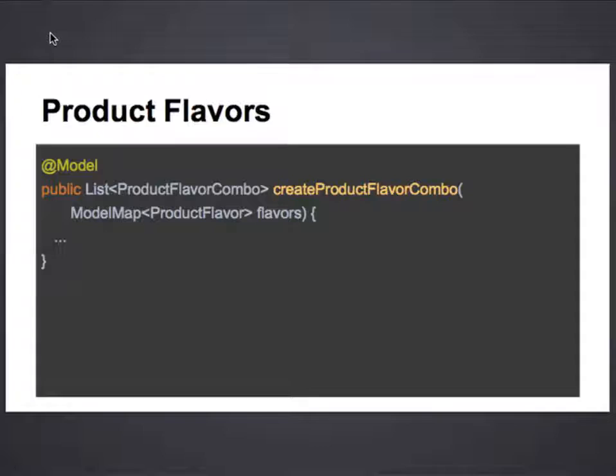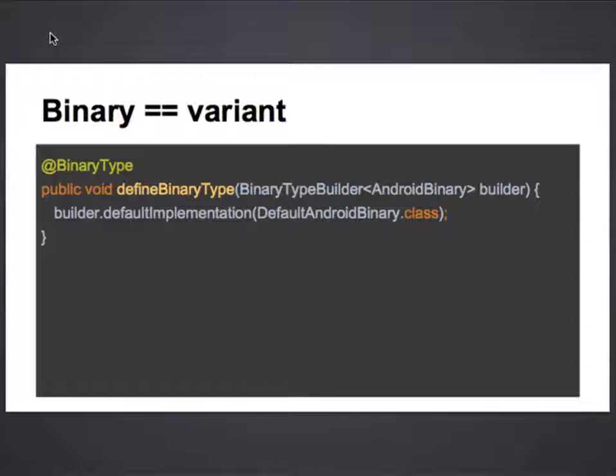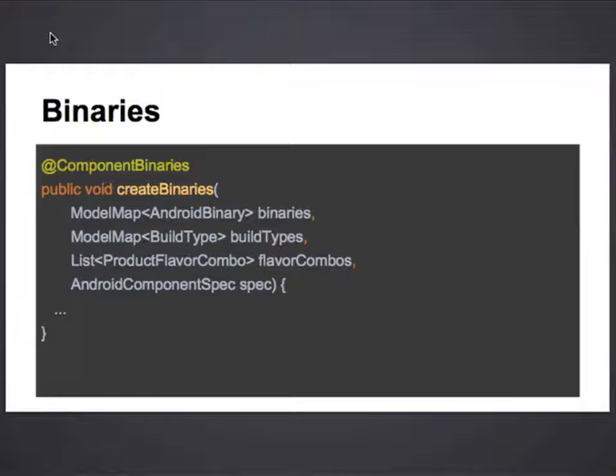So I mentioned that we use the binary mechanism as a variant. And so this is how we define saying, hey, this is our implementation of the binary. It's the annotation that's a bit different from the actual model stuff. It's more the software model than the mutate rule, and then we create our binary again with a slightly different annotation. And here, it works the same where the subject is the first item, so that's the model map of binaries, and then the arguments are the stuff that comes with it.